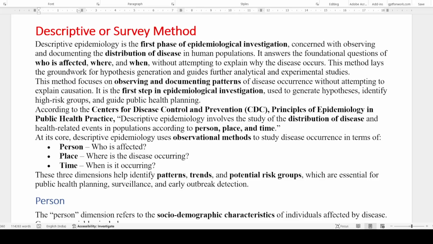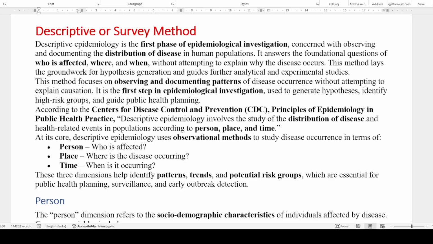So number one methodological approach is descriptive or survey method. Descriptive epidemiology is the first phase of epidemiological investigation, which is concerned with observing and documenting the distribution of disease in human population. It answers the foundational questions of who is affected, where and when, without attempting to explain why the disease occurs.